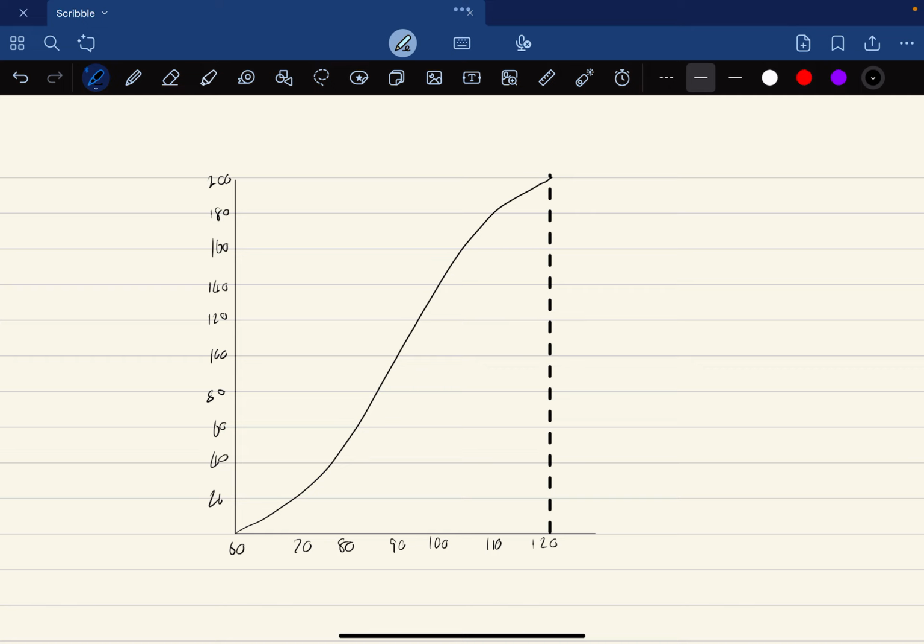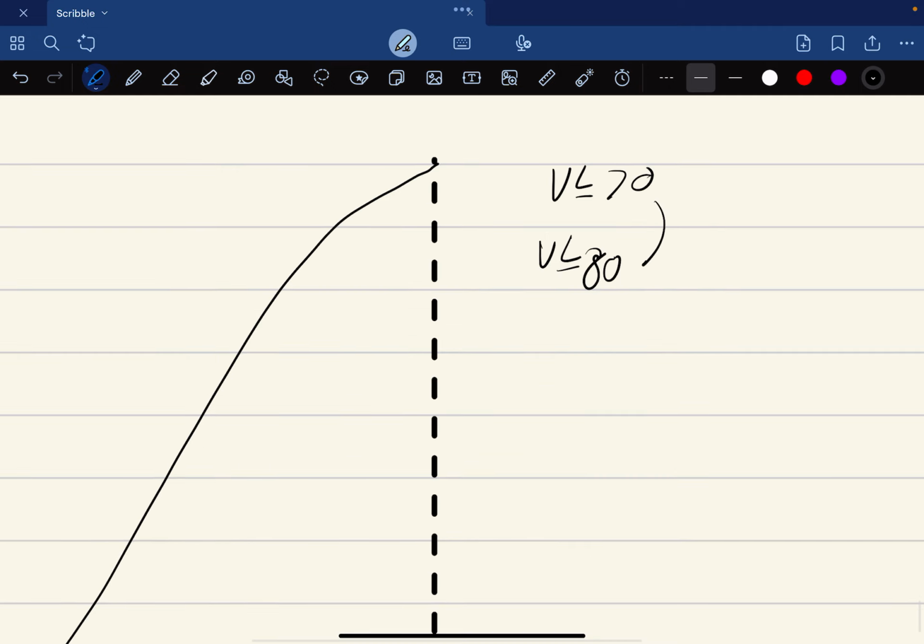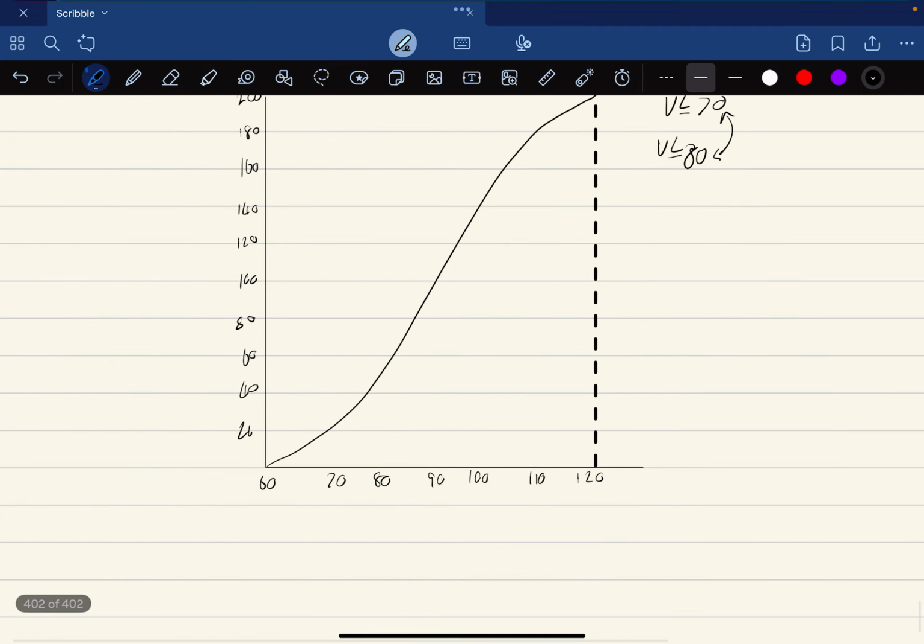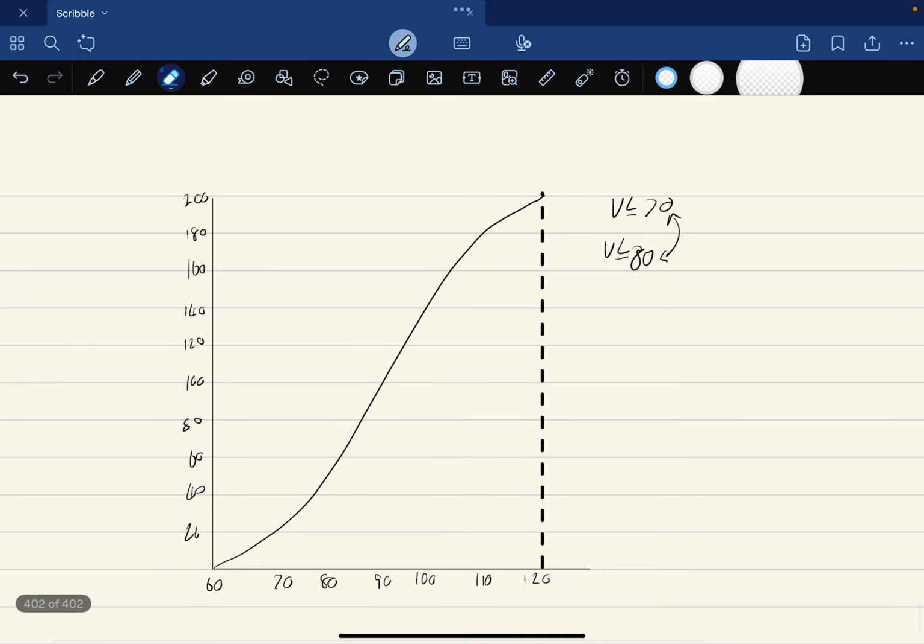Obviously, every time you move from, let's say, velocity less than or equal to 70 to velocity less than or equal to 80, we add 70 and 80 together to get this point over here. Whatever it is, it should be 46 here. So my graph's actually fine. Anyway, that's how cumulative frequency works.